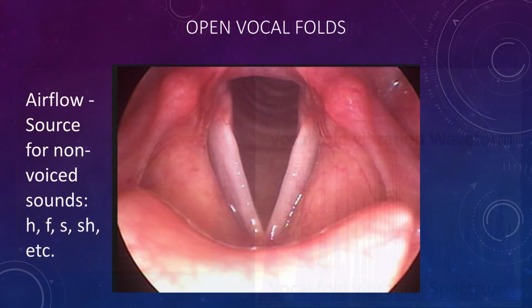Another source for the voice is airflow. When you are breathing normally, the vocal folds are wide open. This is also the vocal fold position for non-voiced speech, for sounds like h, f, sh, and s.